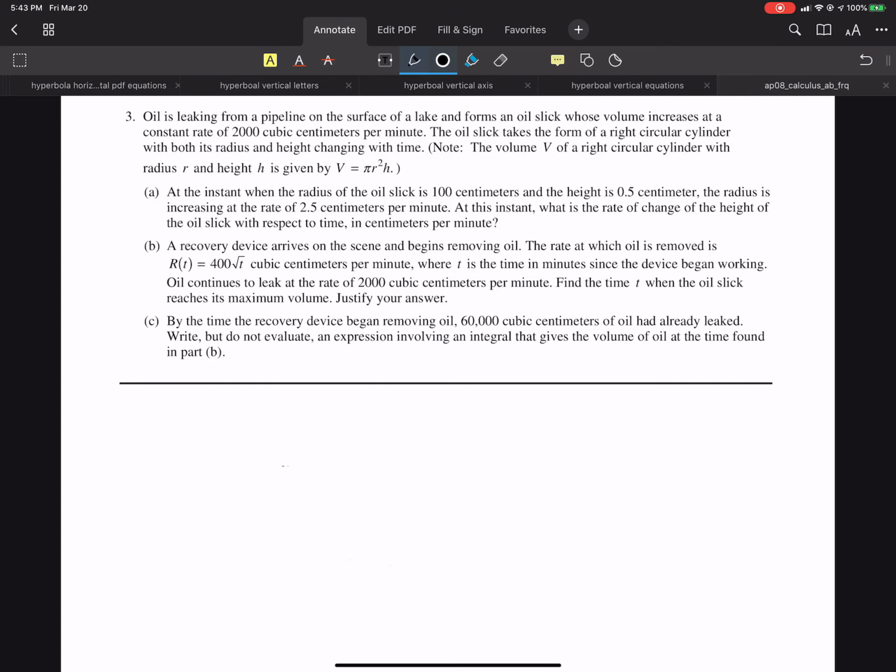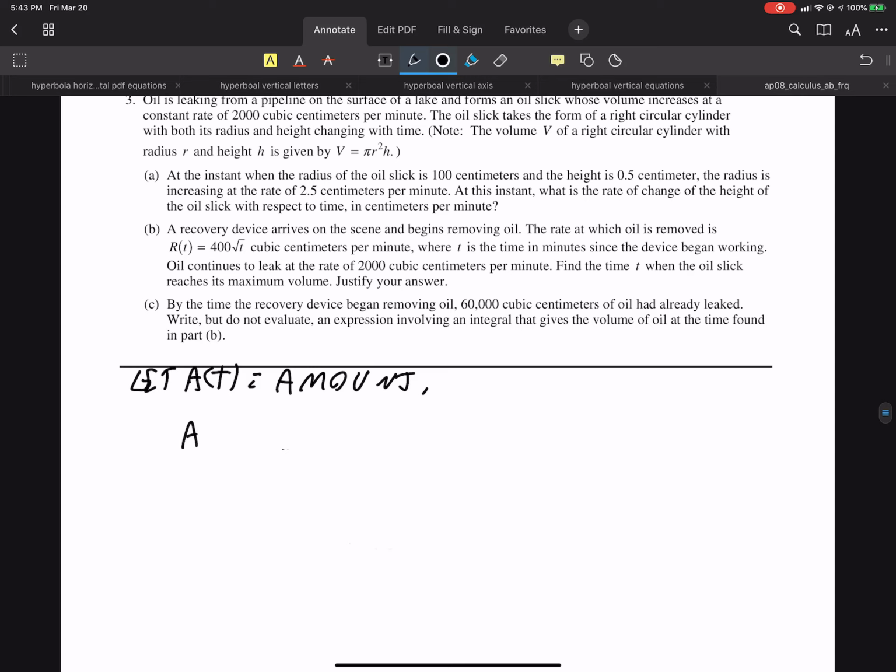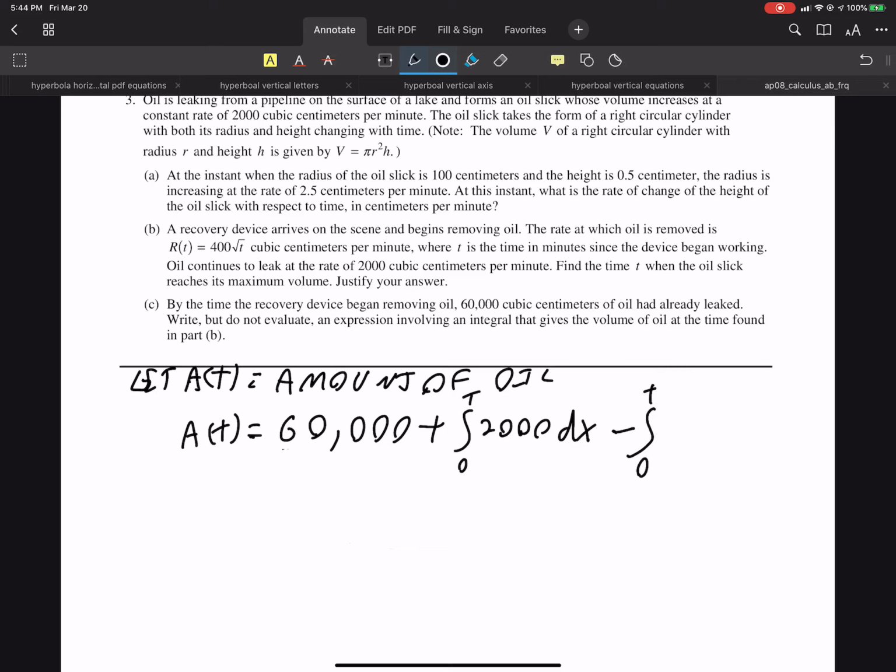So check this out. The formula we had before, when I said let A of t equal the amount of oil, this is basically what's going on in this problem. So A of t, I guess I shouldn't be lazy, is the starting amount, which they tell us is 60,000, plus any oil that's been added, and it's added at a rate of 2,000 cubic centimeters per minute. And then the pump takes it away at the rate of 400 radical x. And since t is used, I use x. Bam. So if I want the amount of oil at 25 from the previous problem, I just plug in 25 everywhere.